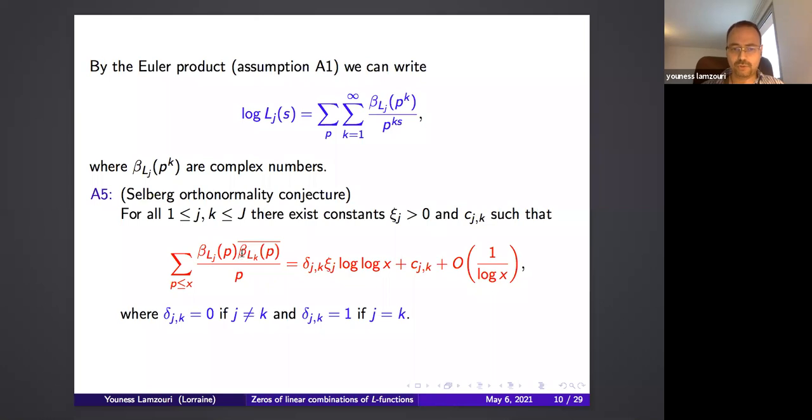So if you have two different L functions, this term vanishes and you have just big O of one, roughly, but we would like something a little bit more precise than big O of one. We would like a constant plus big O of one over log x. And then if you have the same L function, you have this norm squared here, and in this case you have some constant C_j log log x.